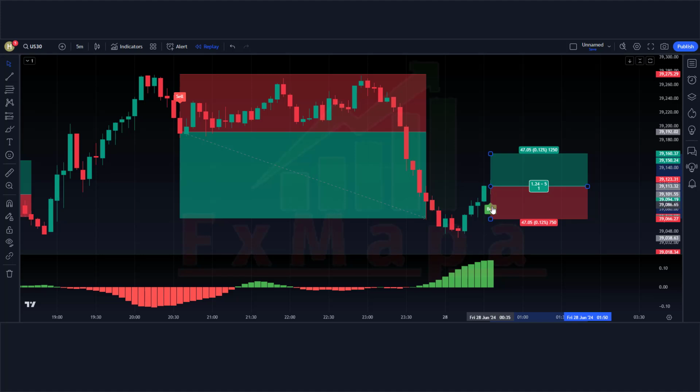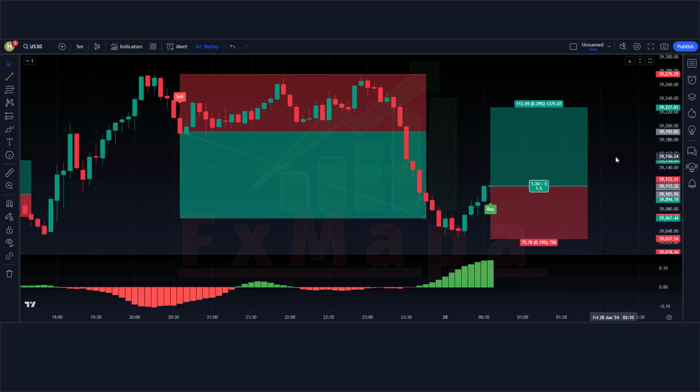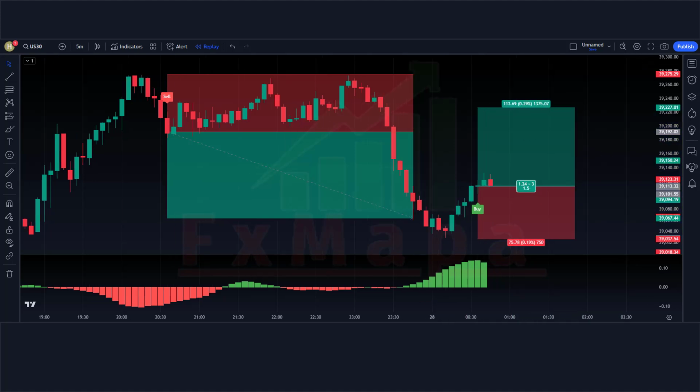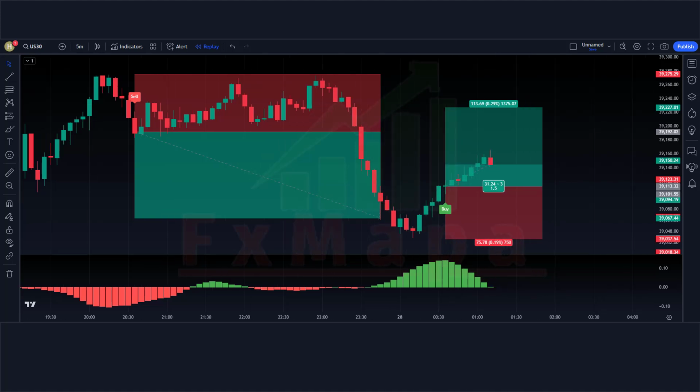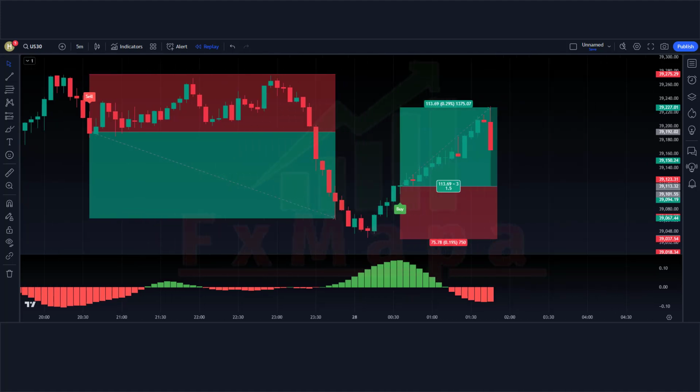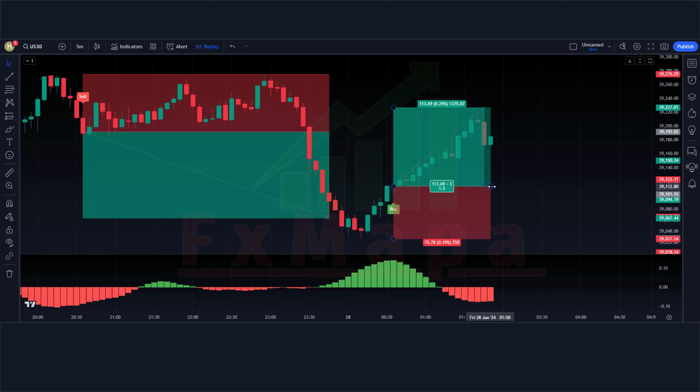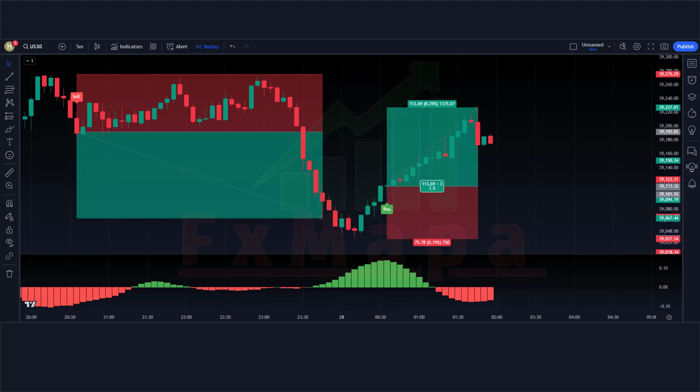Our stop loss will be placed at the current market lower level. And the risk to reward ratio will be 1:1.5. Let's see what happens to our trade. Our trade is running in profit. We have won the trade. Wait for the next signal.